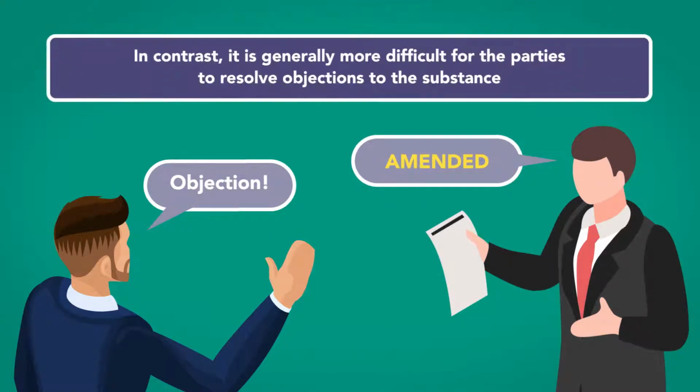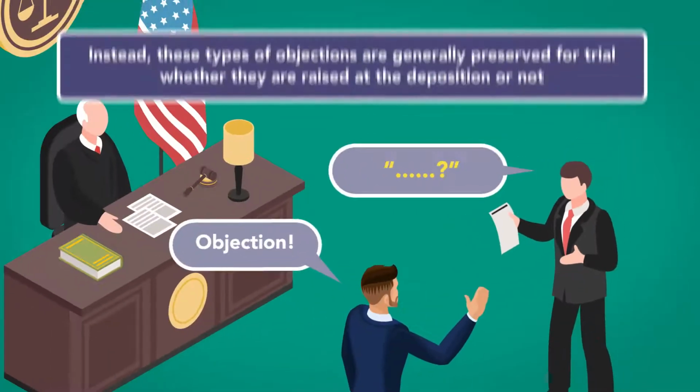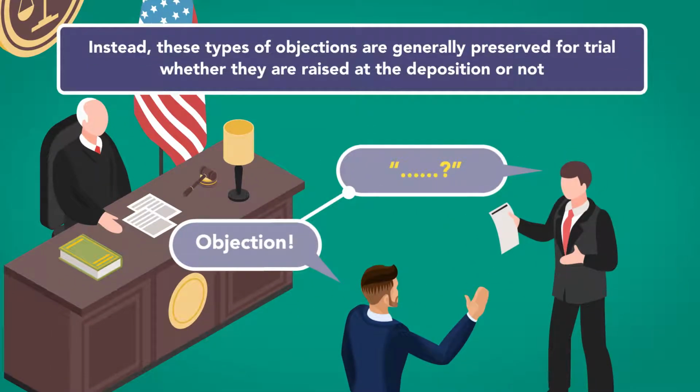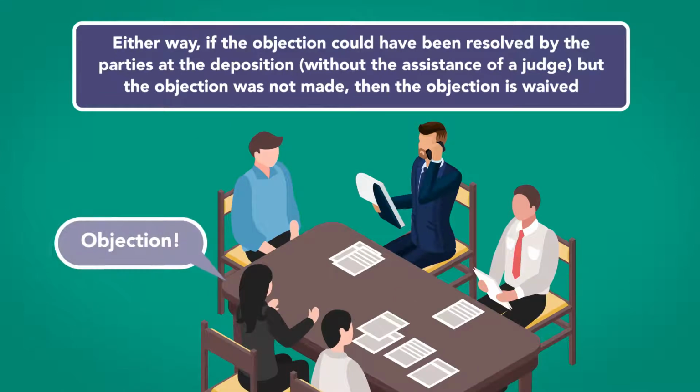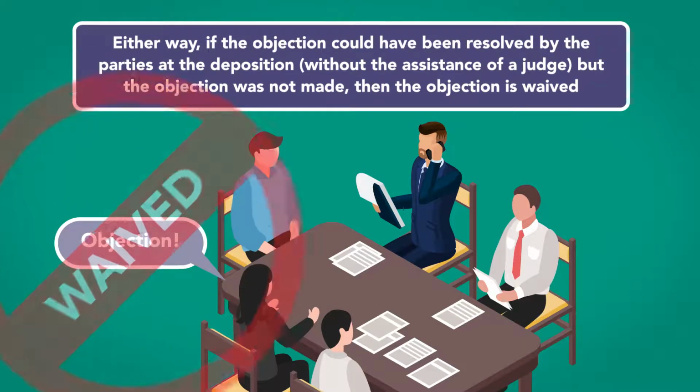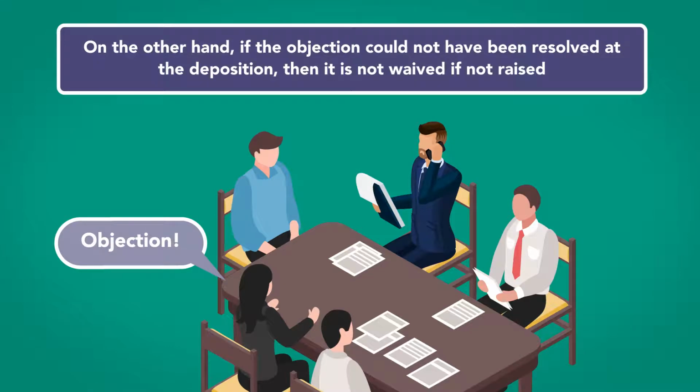In contrast, it's generally more difficult for the parties to resolve objections to the substance, the information sought by the question, without the help of a judge. Instead, these types of objections are generally preserved for trial, whether they are raised at the deposition or not. Either way, if the objection could have been resolved by the parties at the deposition without the assistance of a judge, but the objection was not made, then the objection is waived. On the other hand, if the objection could not have been resolved at the deposition, then it is not waived.